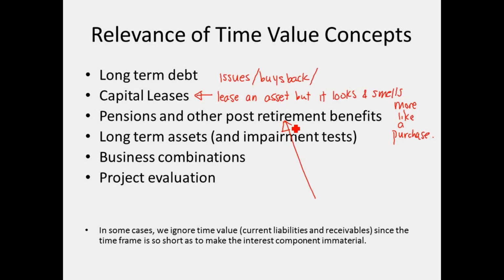Okay, so matching says I need to record the expense with the revenue. So when did these workers work and generate revenues? Right now. When they are finally retired, they're doing nothing for me. So I want to recognize the liability associated with the wages payable 25 years from now, and that's going to be in the form of a pension. Okay, so I need to kind of anticipate the obligation. How do I know how much I'm going to owe them? Well, I'm going to kind of have to try and figure that out.